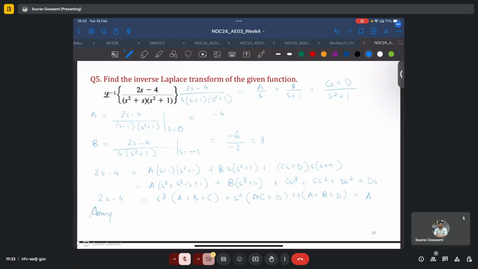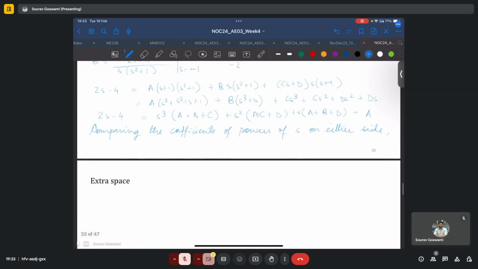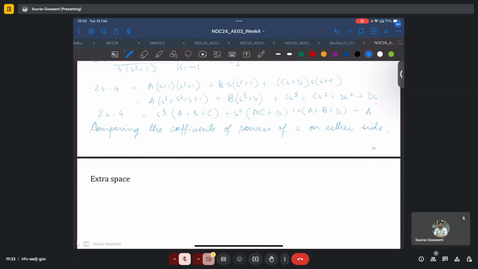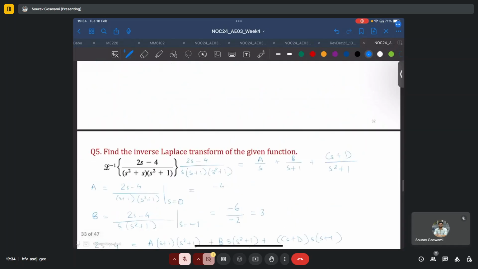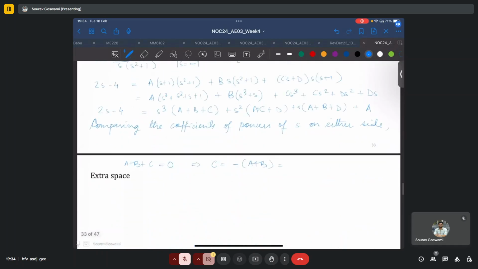Now if we were to compare the coefficients of powers of s on either side, we find that the coefficient of s cube is 0 on the LHS, and so it must be on the RHS as well. So a plus b plus c is 0, which implies that c is equal to minus (a plus b). Both a and b are already known to us. A is minus 4, b is 3, minus 4 plus 3 is minus 1, so c becomes 1.